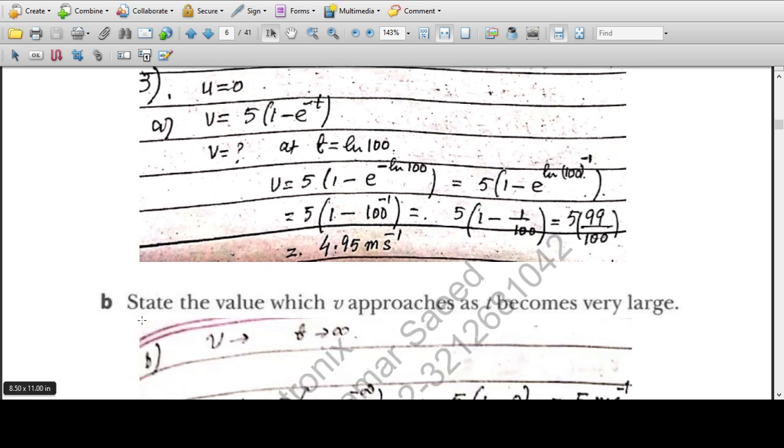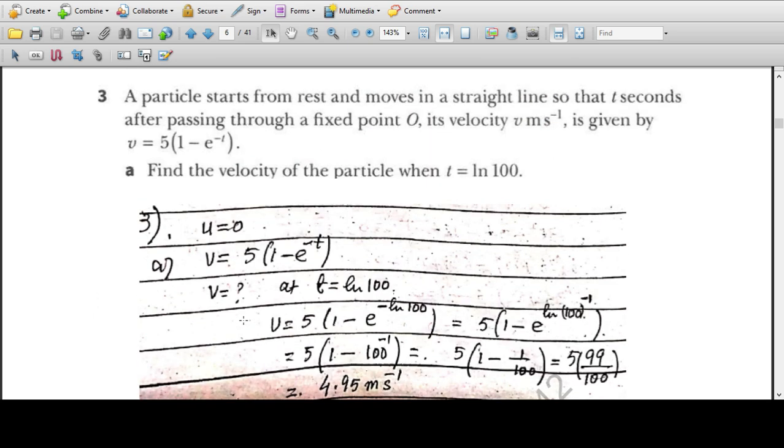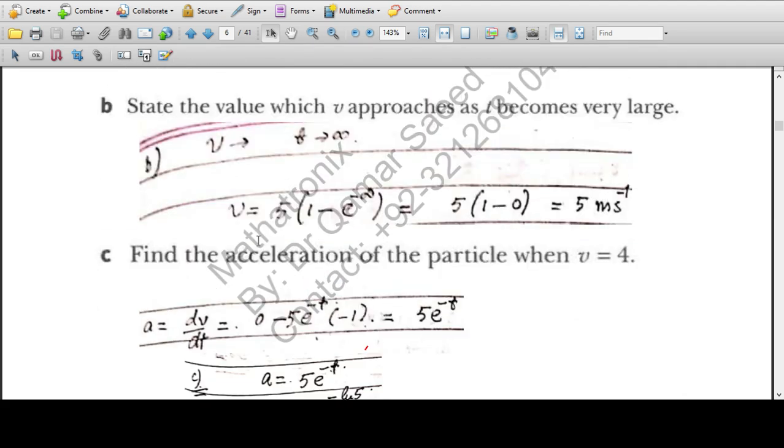And question B: find the value which v approaches as t becomes very, very large. So we have to find the value of v when t becomes very large, as t tends to infinity. Placing infinity here, e^(−infinity) becomes 0. So 1 − 0 is 1, and 5 into 1 is 5. So on approaching t tends to infinity, the velocity will be 5 meters per second.